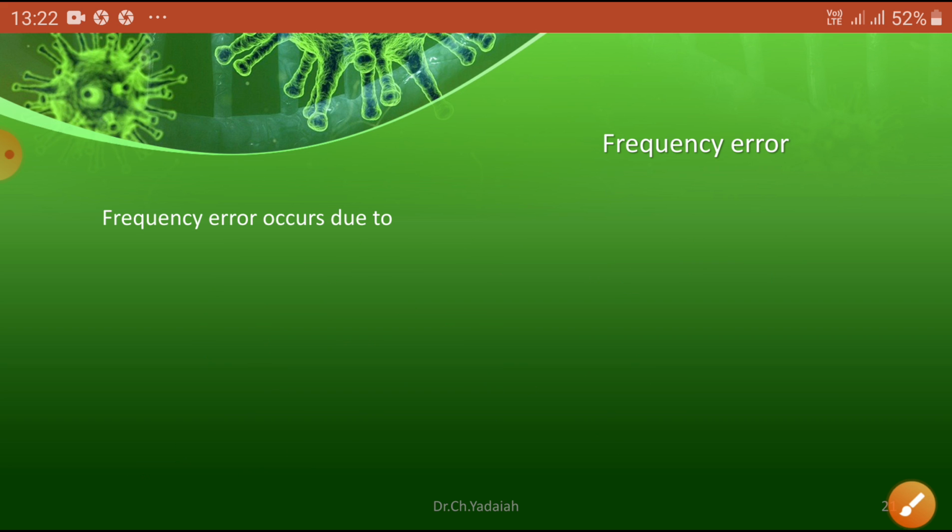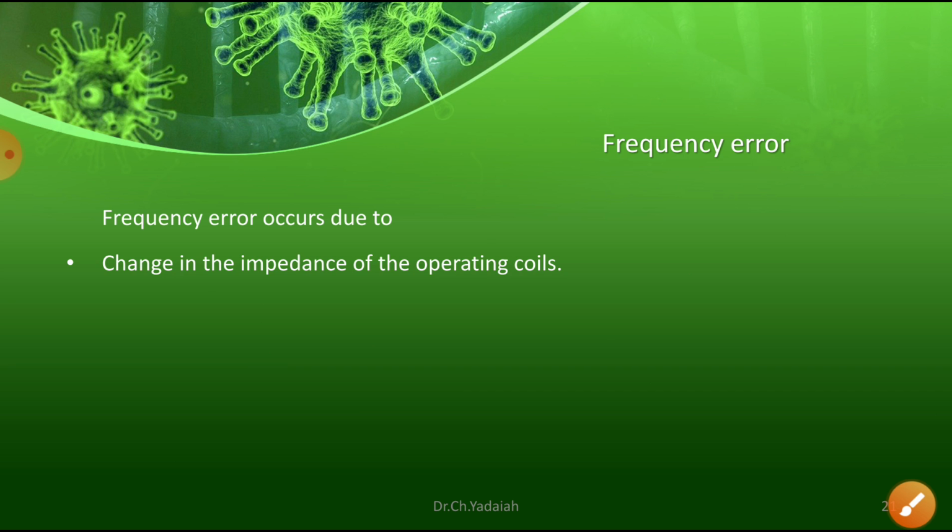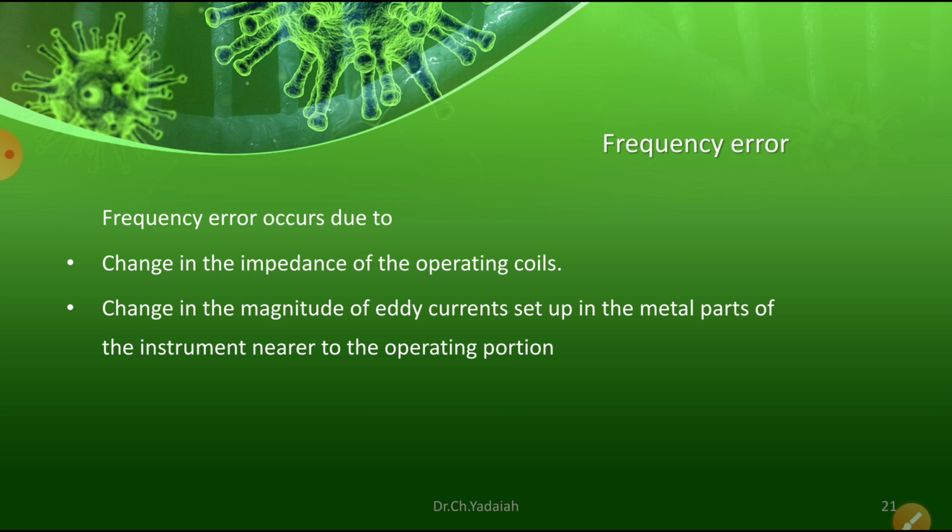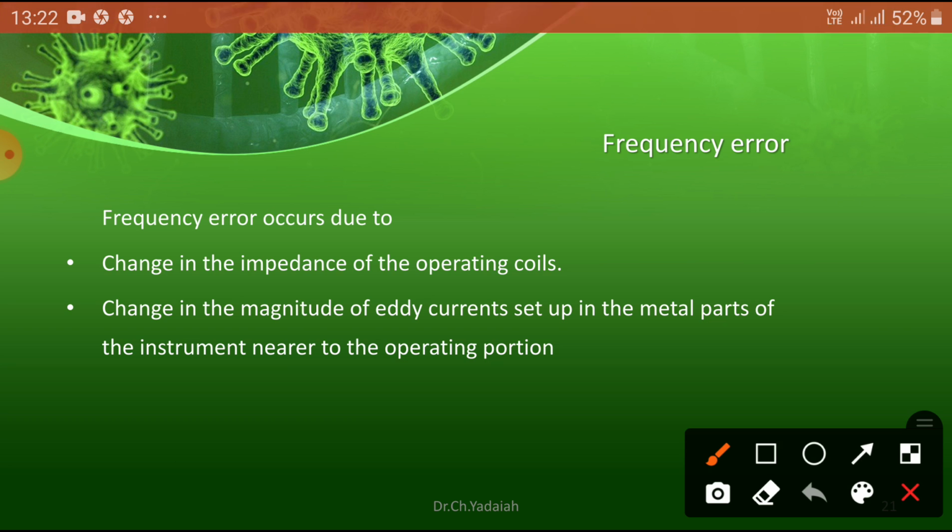Okay, now the change in the magnitude of eddy currents set up in the metal parts of the instrument near the operating portion also has an impact. That means the frequency changes. As we know, eddy current loss is directly proportional to the square of the frequency. So if the eddy current increases, then heat is produced in the system. If heat is produced, everything goes wrong.